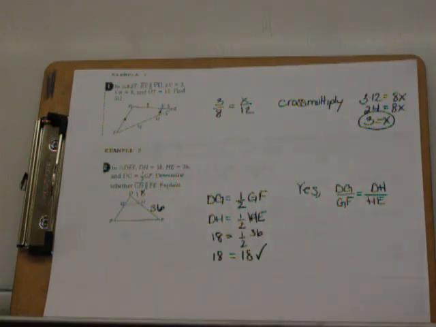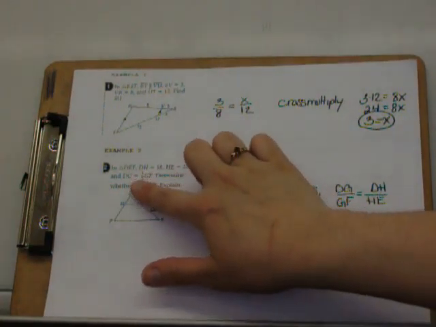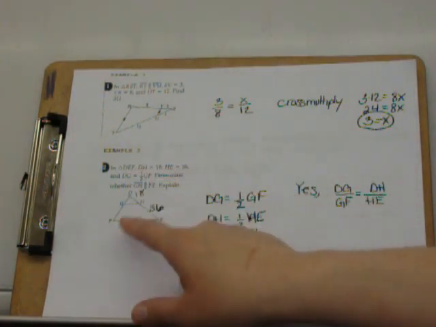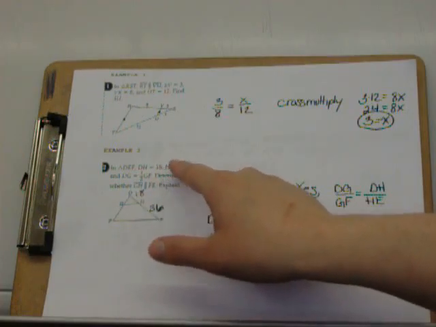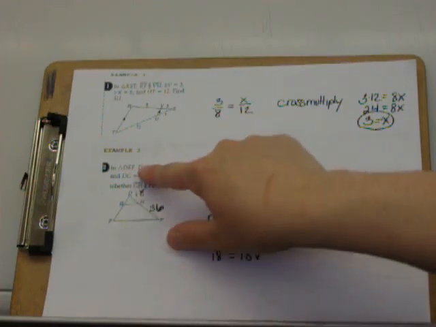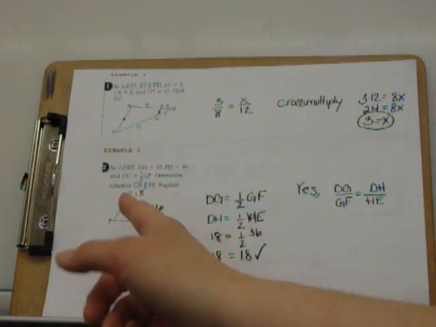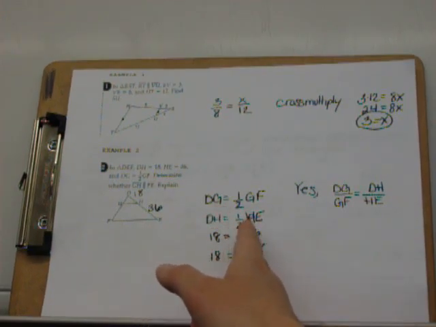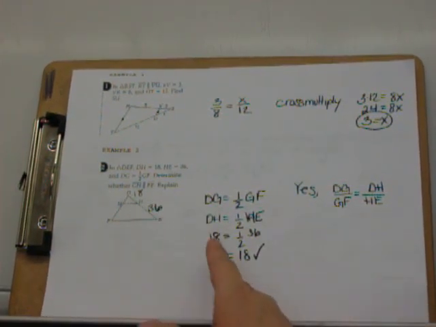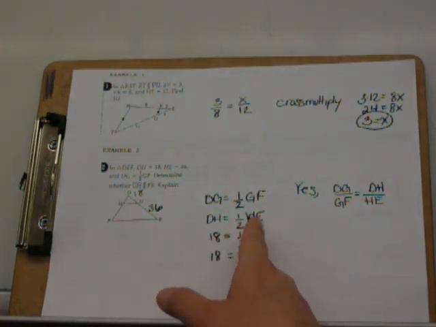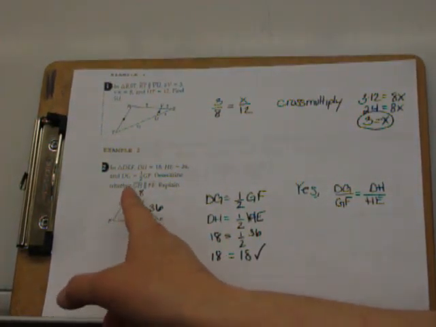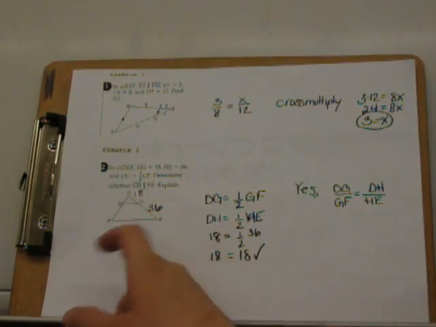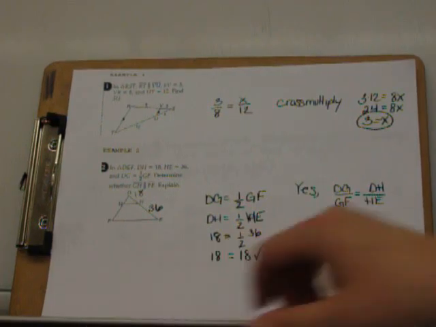So in the next one, we're doing the same thing. We're trying to figure out if the statement's true. So basically, we're just going to plug in what we know. We have DH equals 18, and HE equals 36. So they want to know if DG equals half of GF. Well, DH equals 1/2 HE, so we're just using what they gave us. Then 18 equals half of 36, that checks out. So that means that since this is half of the whole thing and DH is half of DE, then they are going to have proportional sides.